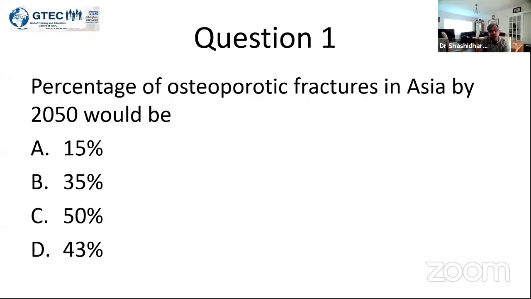Right. Option C is the right one. By 2050, we expect the number of fractured neck of femurs in Asia to reach about 50%. That means any anesthetist in India or any part of the world probably won't escape anesthetizing at least one patient every other day. In fact, it might go up even further.